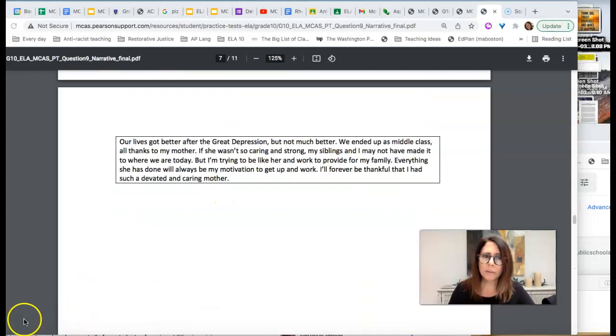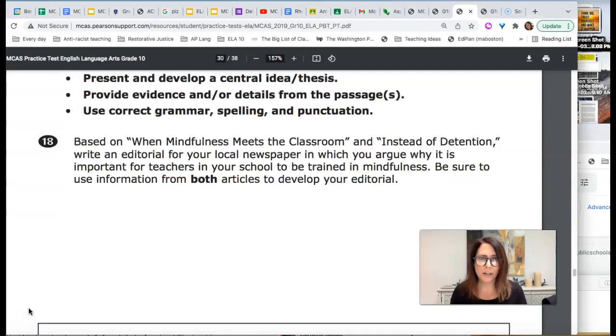So I want to talk about another essay real quick that you might get, and that is this right here. It is based on these two articles. Write an editorial for your local newspaper in which you argue why it is important for teachers at your school to be trained in mindfulness. Again, so many details. I'm going to have to sit with this and really think through what they are asking me to do, and just take that time, because right when we read a prompt, we're not going to know exactly what to do. We have to digest it and break it down and take it in pieces.